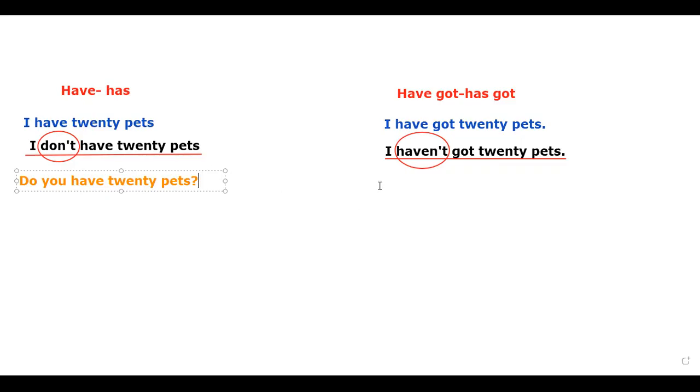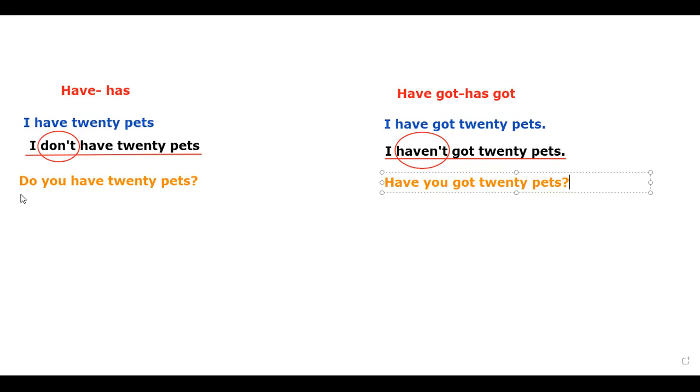What happened if we are talking with have got? In this case, we are going to use have as an auxiliary, okay? Have you got 20 pets? Have you got 20 pets?